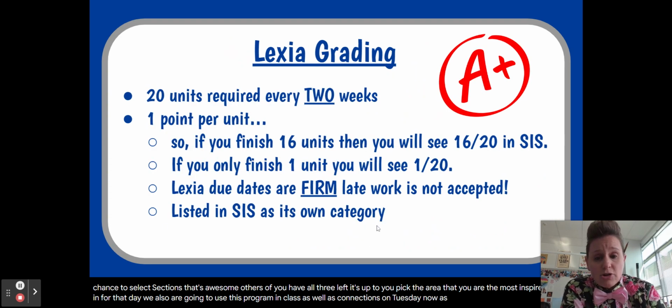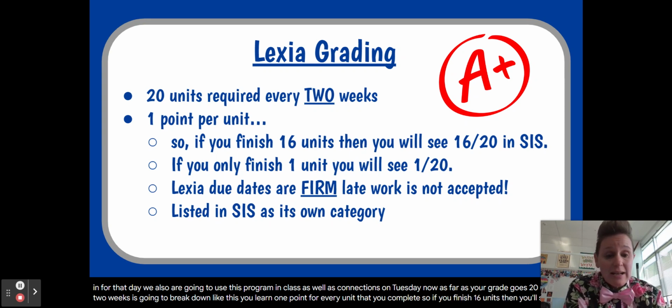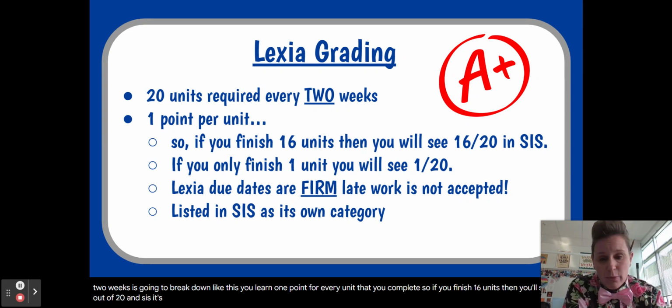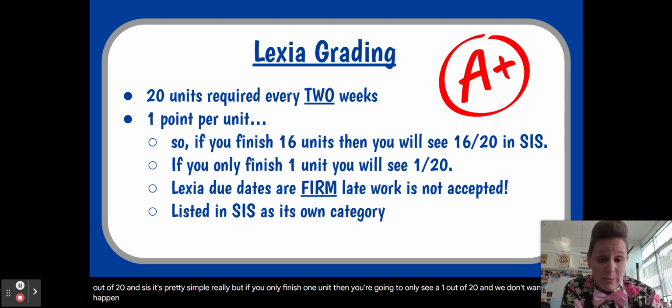Now, as far as your grade goes, 20 units every 2 weeks is going to break down like this. You'll earn 1 point for every unit that you complete. So if you finish 16 units, then you'll see a 16 out of 20 in SIS. It's pretty simple, really. But if you only finish 1 unit, then you're going to only see a 1 out of 20. And we don't want that to happen to anybody. So make sure you're using your time wisely.